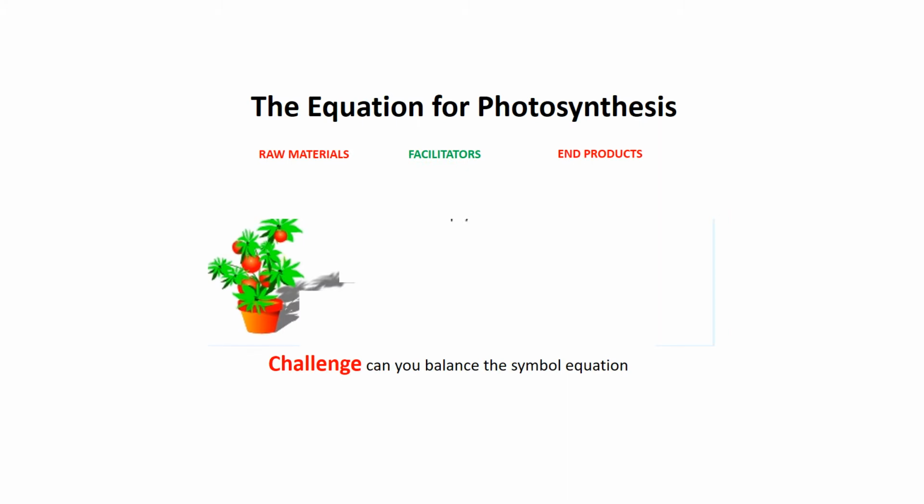So we talk about the equation for photosynthesis. And just like any chemical reaction, we have our reactants and our products. If we think about our reactants, they are going to be my carbon dioxide and water. They're my reactants. We'll also see that in order for photosynthesis to happen, we have to have a facilitator. We require the light energy and we also require chlorophyll. Those chlorophylls are contained within the chloroplasts within our plant cell.